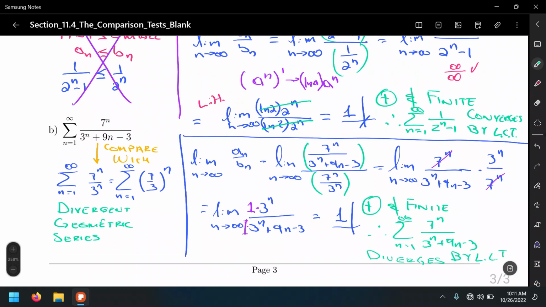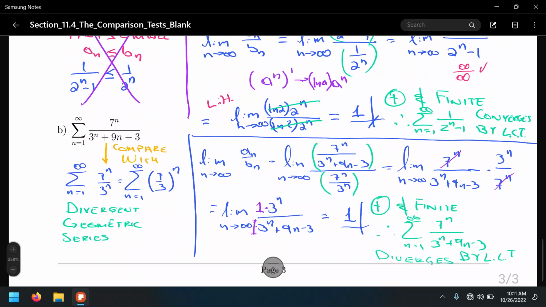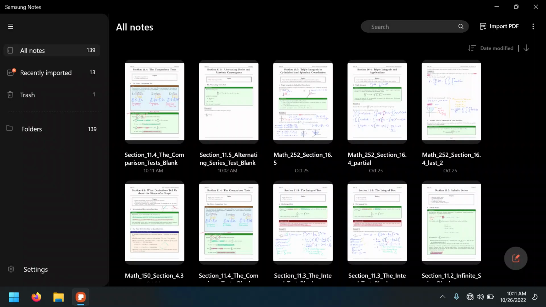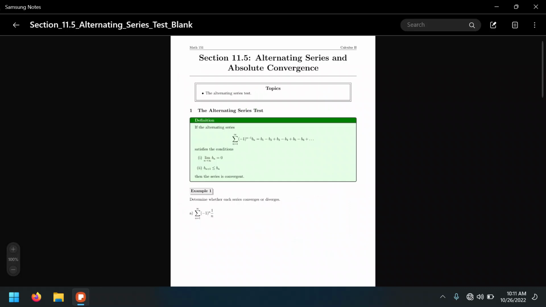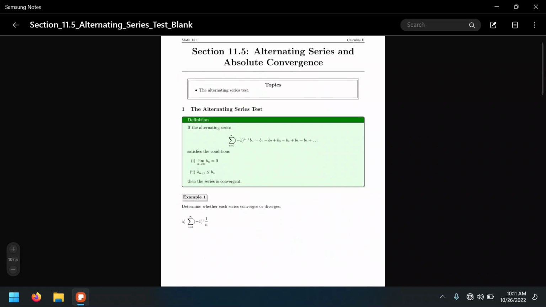And I think this concludes this section. So we may go on to the next section, 11.5, which is the alternating series test.